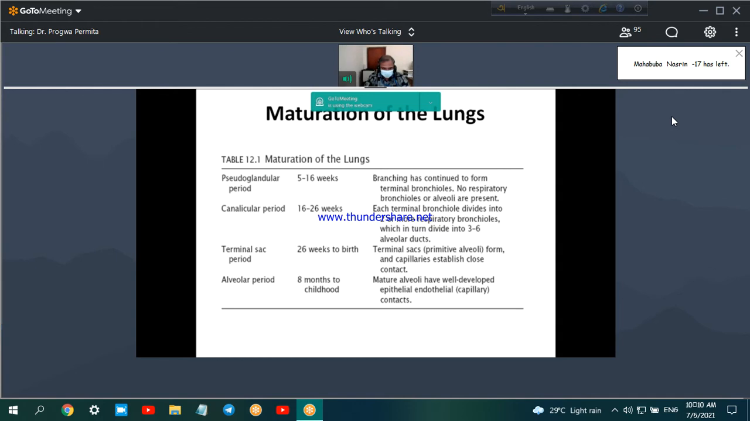And then the alveolar stage, 8 months and late fetal to 8 years, 8 months to childhood. Secondary separation occurs, that is, mature alveoli have well-developed epithelial endothelial contours, with a marked increase in the number and size of the capillaries and alveoli. This is the alveolar period. So these are the maturation periods of human lungs.